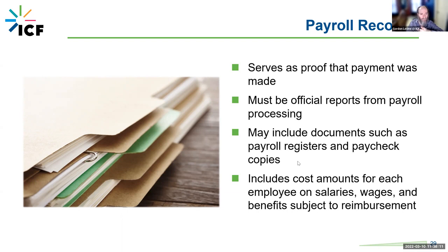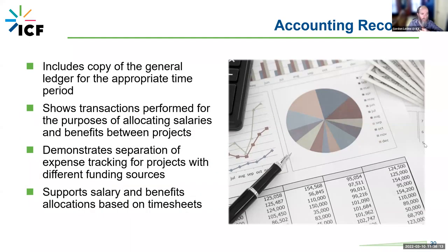Next slide, please. In terms of accounting records, we're talking about something that includes a copy of the general ledger for the appropriate time period. Again, you're going to be very familiar with the general ledger from QuickBooks if you're in the invoice processing business, and that's kind of what we're talking about. We're looking for something that shows transactions that were performed for the purposes of allocating salaries and benefits between projects. So some way of determining at a systems level how expenses were divvied up among various funding sources.